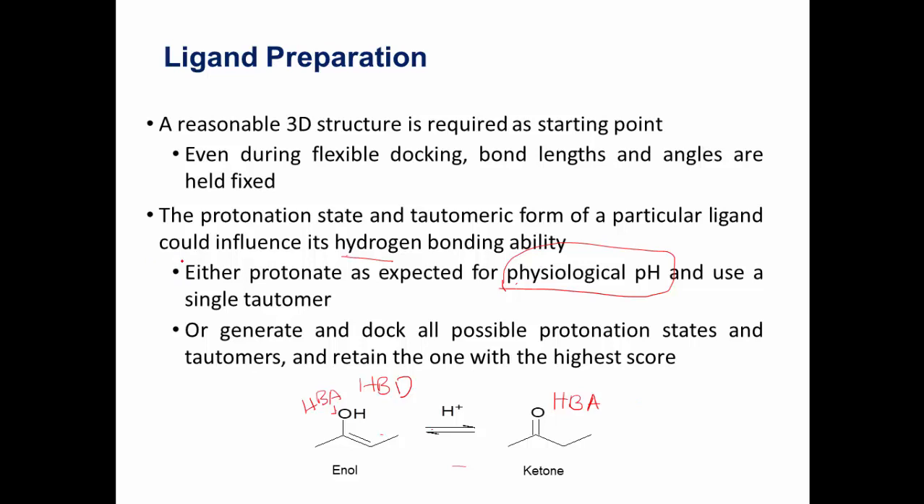So what we mean by this is, if you know the pH of the site of action of the compound, you can just dock one of these depending on the pH value, if it is acidic or basic. If you have no idea, you can dock both. Dock this one and dock this one, and then you compare the score. You just take the compound that gives you the highest score.